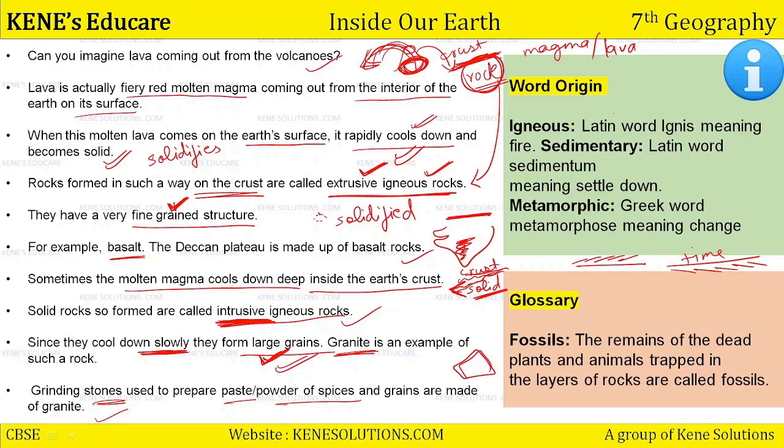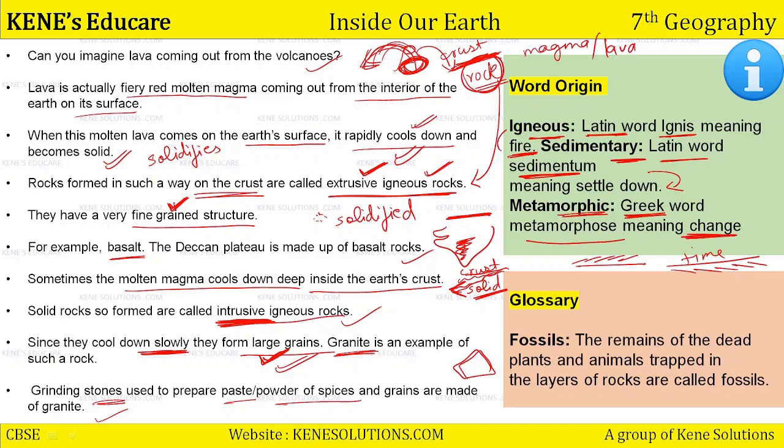अच्छा, यहाँ पे हम लोगों ने कुछ वर्ड्स पढ़े हैं. पहला है igneous. Igneous is actually a Latin word, ignis, meaning fire. Sedimentary, which is also a Latin word, sedimentum, meaning settle down. Then comes metamorphic, which is a Greek word, not a Latin word. It's a Greek word, means metamorphos, जिसका मतलब होता है चेंज होना. सबका अपना अपना मीनिंग है.